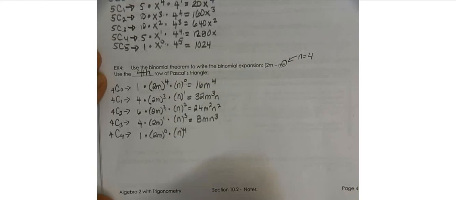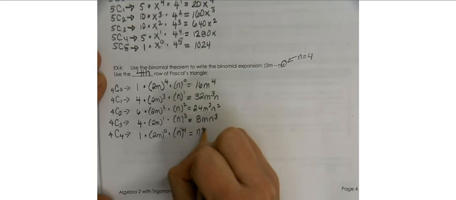Now we have 2 to the 1st, which is 2. 2 times 4 is 8. So 8m, n to the 3rd. And then finally, my last term, anything to the 0 power is 1. So I'm left with n to the 4th power.